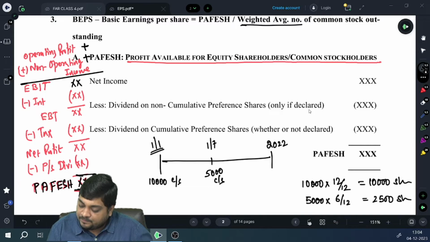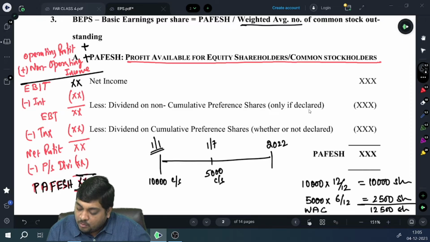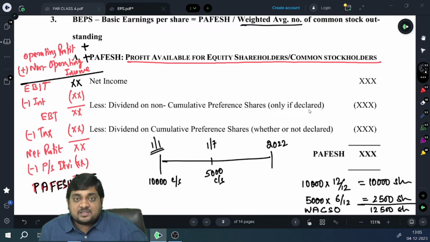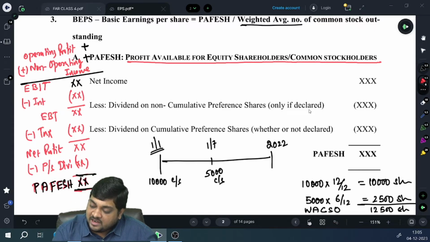Right? So as a result, 12,500. This is weighted average number of common stock outstanding. Like this we do. If there is any issue during the year, you just consider the proportionate for the year, right? So this one is outstanding for full year.